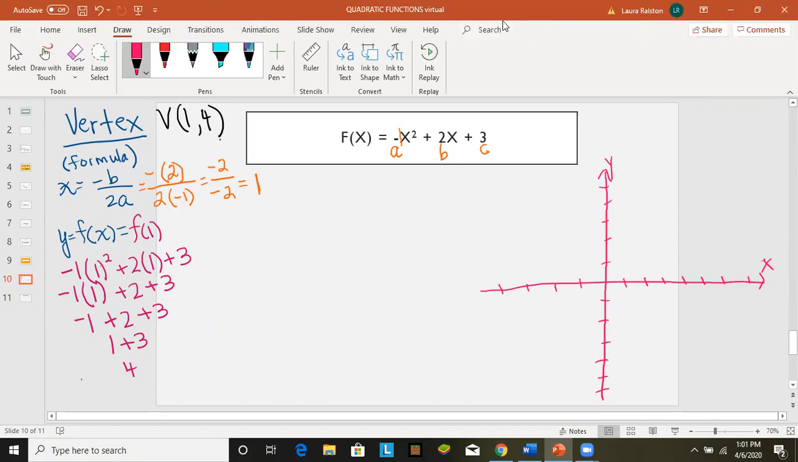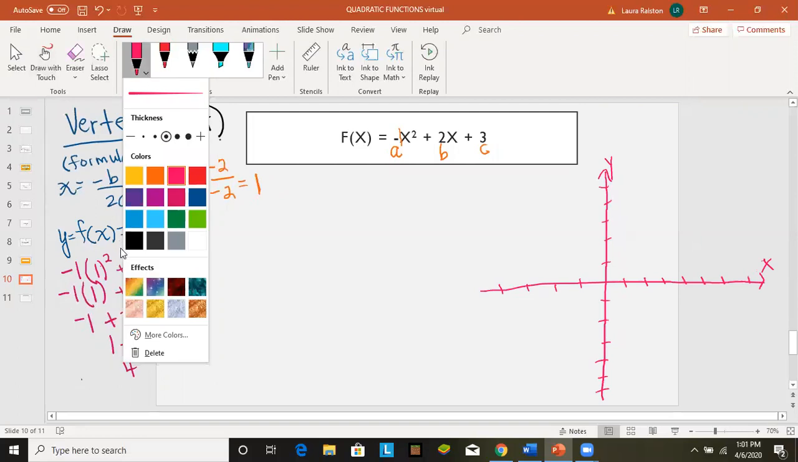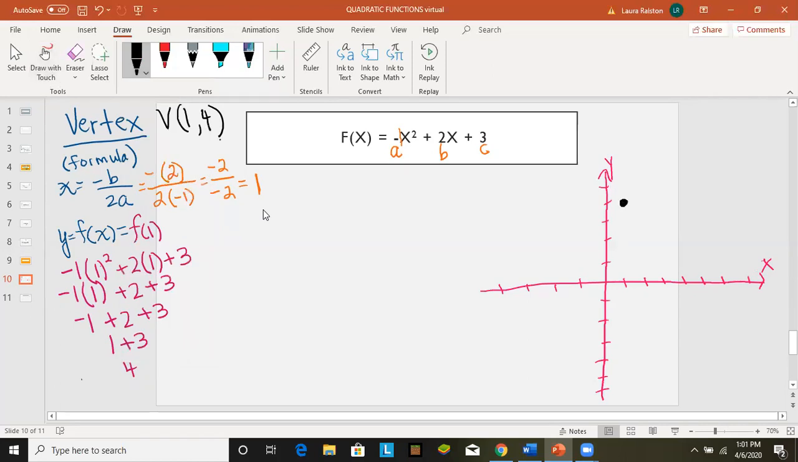Okay, so I know that my vertex is (1, 4). So if I graph that ordered pair, starting at the origin, I'm going to go right 1 and up 4. Here's my vertex.